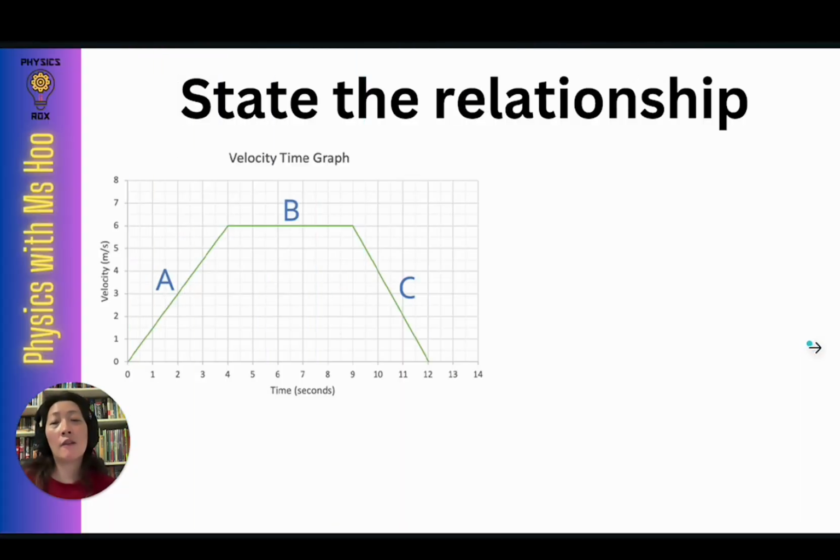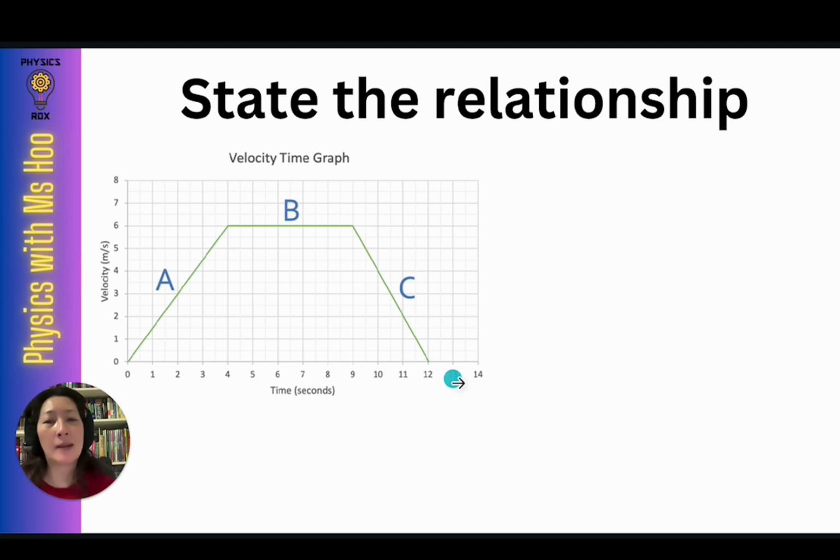We're going to start off first by learning how to state the relationship. When it comes to stating the relationship, it's about explaining the relationship between what's on the y-axis with what's on the x-axis. When it comes to physics graphs, we don't say the y variable and x variable. No, you have to specifically mention the variables on the y and x-axis. That means we're going to talk about the relationship between velocity and time.